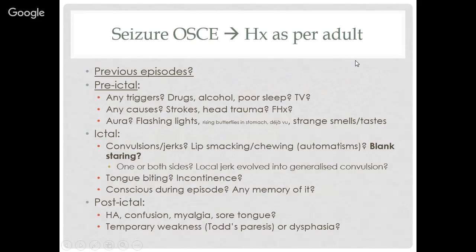That's the problem with a lot of history taking in paeds, is that they don't get child actors. So often it's asking the parents, and a lot of these questions aren't even relevant anyway, unless the parents talk to the child.